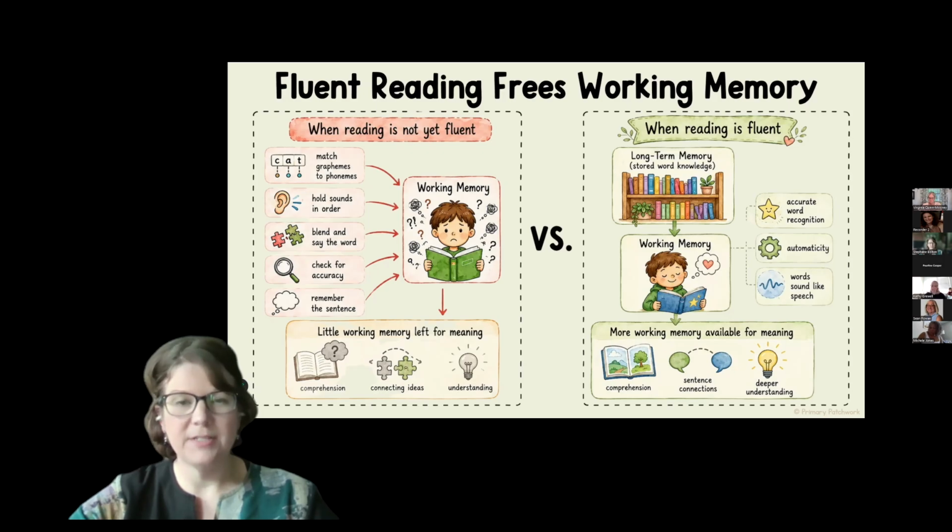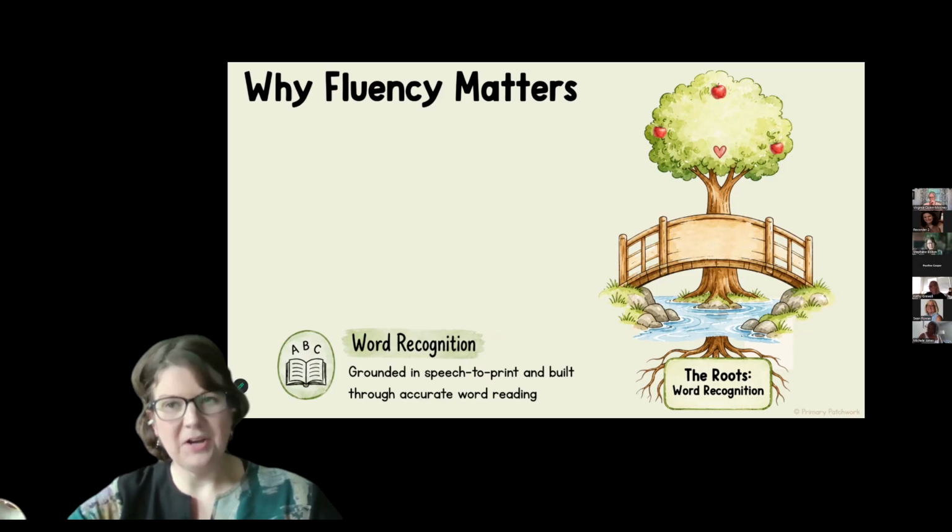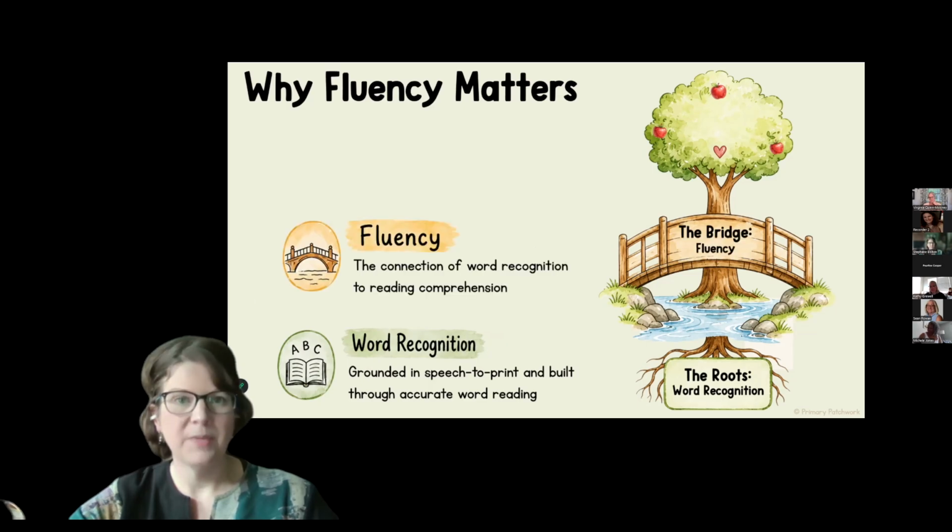And accuracy and automaticity take time and lots of practice to build, but they are the necessary prerequisites to help students read fluently. So based on our cognitive architecture, students need to become accurate and automatic with word recognition in order to reach the goal of fluency. And that's where I'm pulling my analogy together here now. That's the root system of the tree. Without strong, healthy roots, the rest of the tree is going to struggle and it won't be healthy.